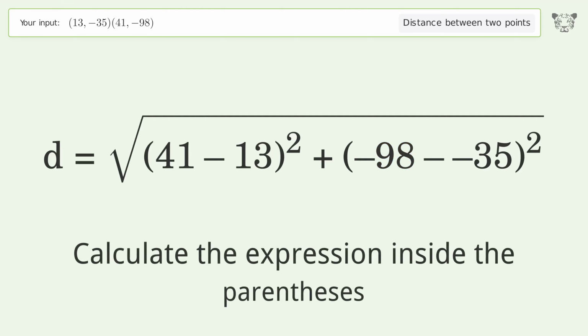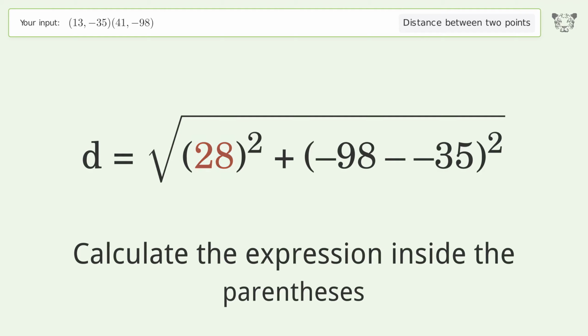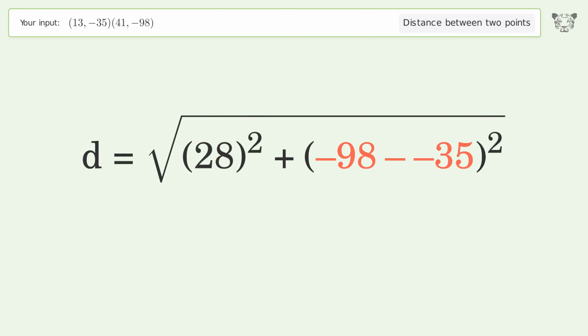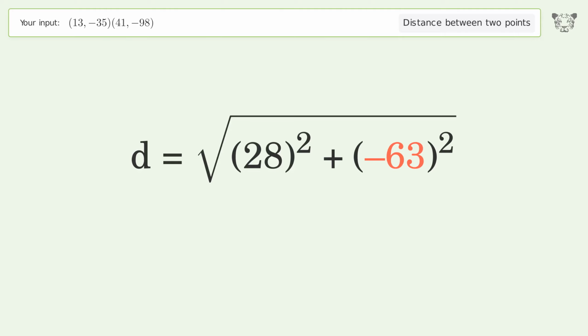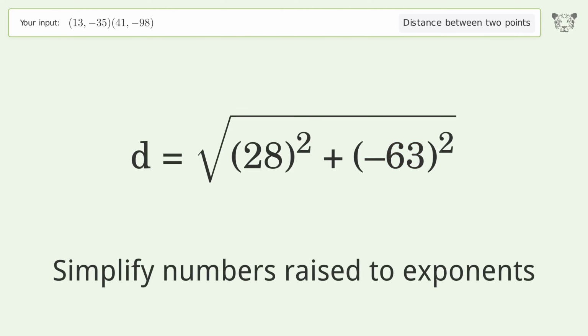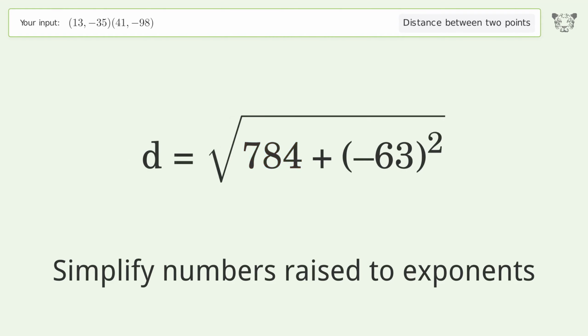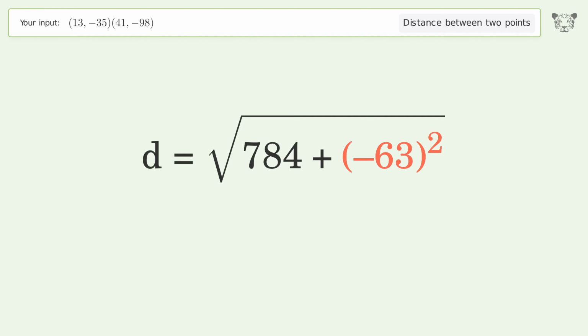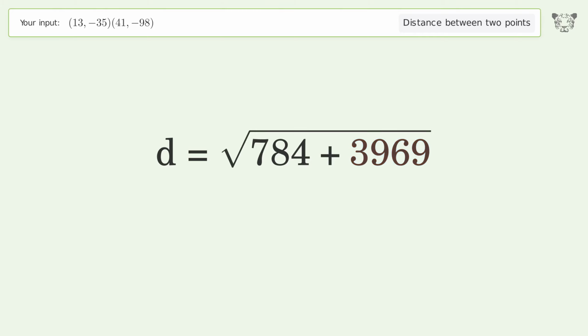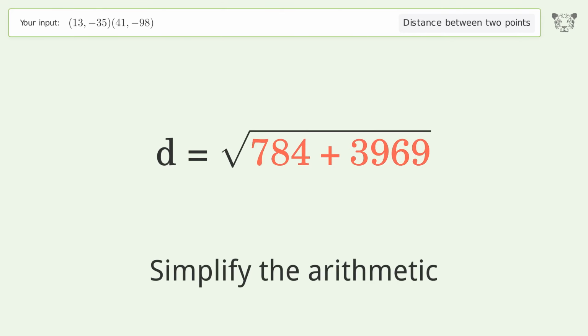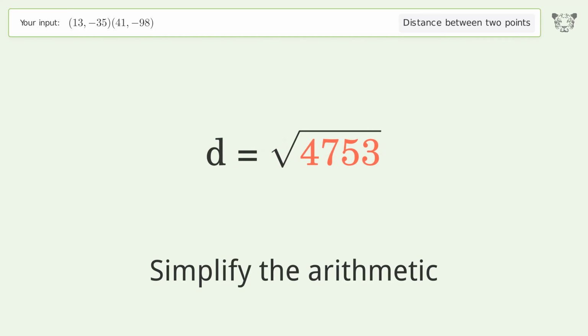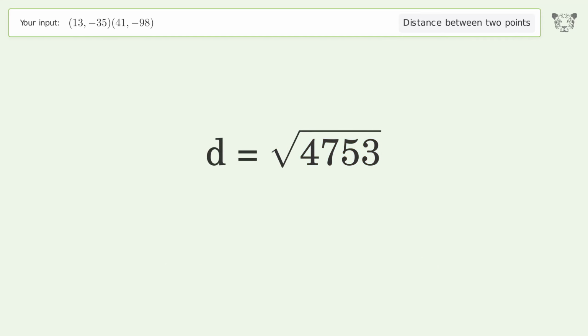Calculate the expression inside the parentheses. Simplify numbers raised to exponents. Simplify the arithmetic. And so the distance between the 2 points is the square root of 4,753 or 68.942.